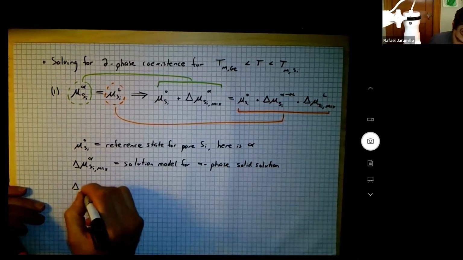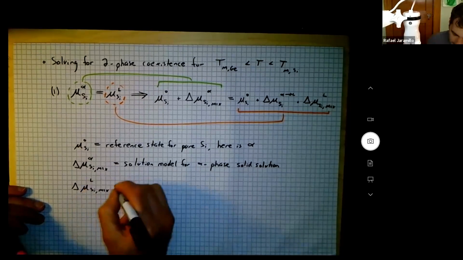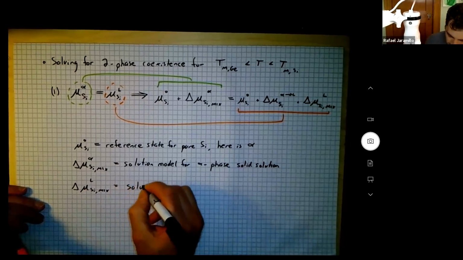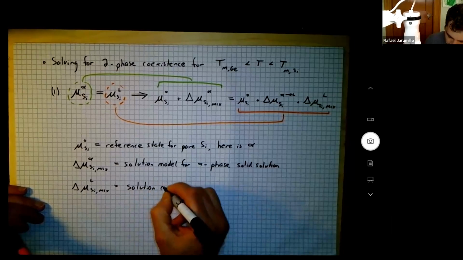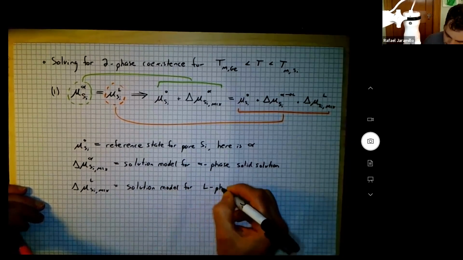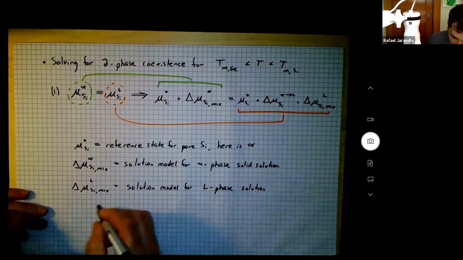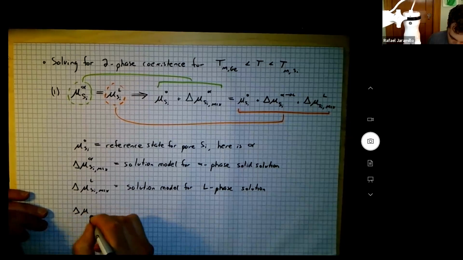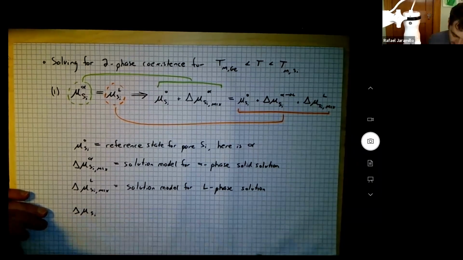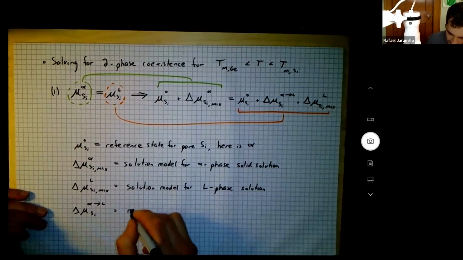Delta mu silicon mix in the liquid, that comes from a solution model for liquid phase solution. And delta mu silicon alpha to liquid, that's called a reference state change.